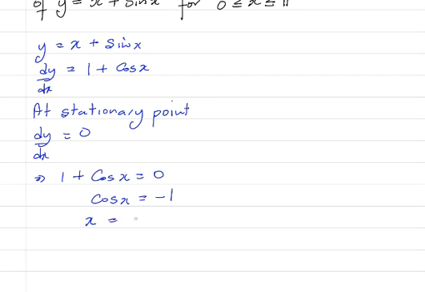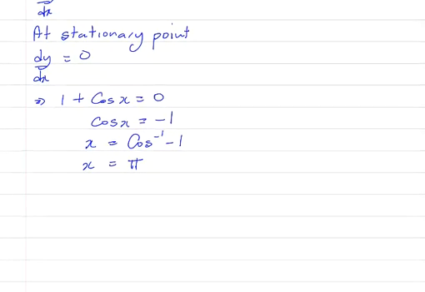x is equal to cosine inverse of minus 1. The cosine of 0 is 1. The cosine of 90 is 0. The cosine of 180 is minus 1. So this would be pi, which is 180 degrees. And remember, we only want values of x between 0 and pi inclusive. So the value of x at the stationary point is pi.